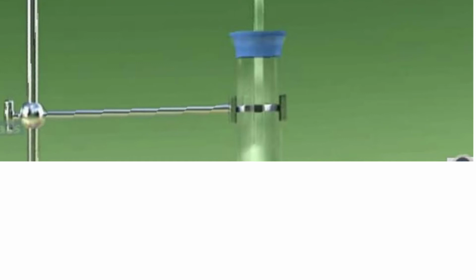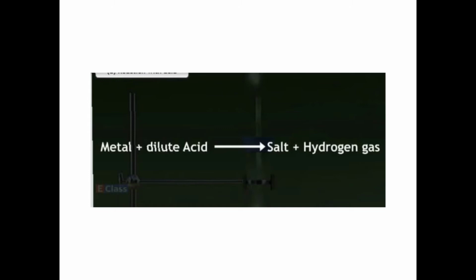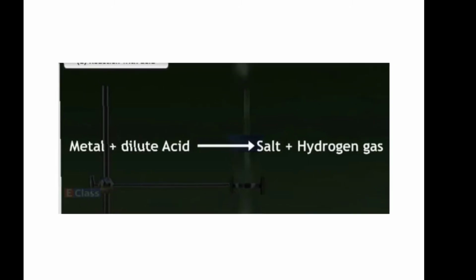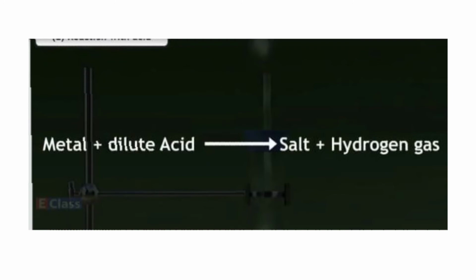So remember one thing, children: when metals react with oxygen they give metal oxide, and when metal reacts with acid it gives salt and hydrogen gas, and this hydrogen gas burns with a pop sound. Okay, so metal plus dilute acid gives you salt plus hydrogen gas.